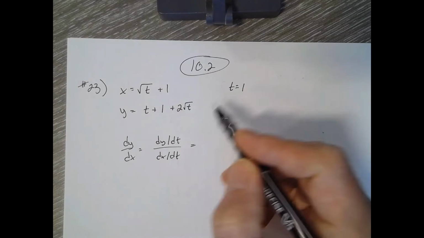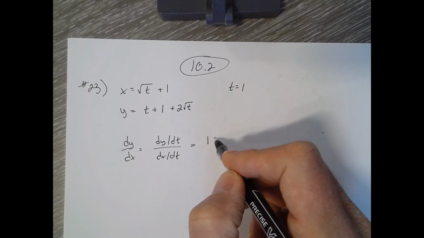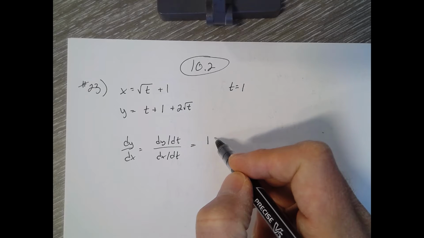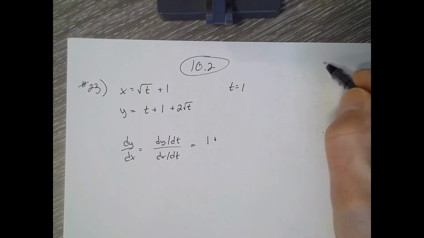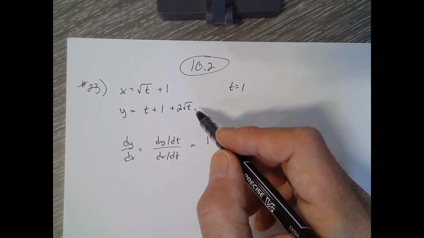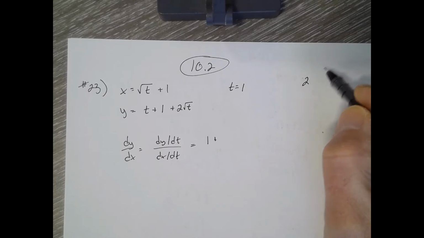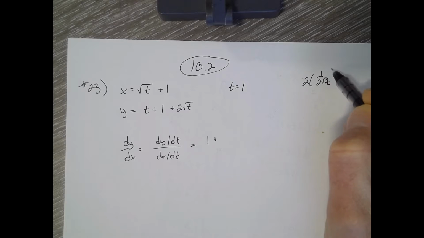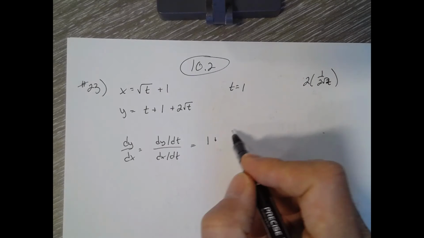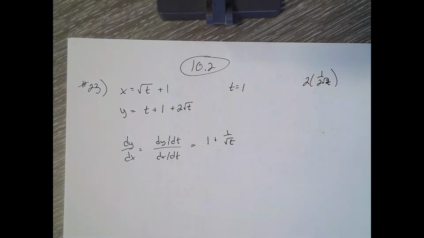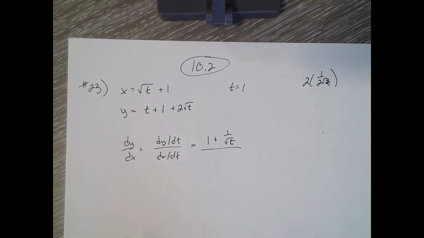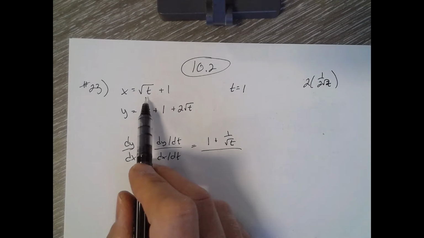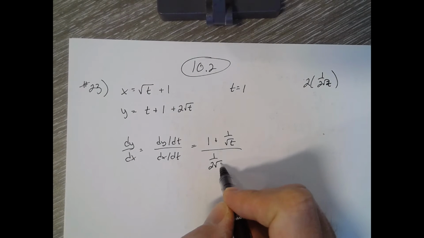So dy/dt is 1 plus 2 times the square root of t, whose derivative is 1 over 2 square root of t, so it's just 1 over square root of t. And it's at 1. We'll do that next, I guess. dx/dt is 1 over 2 square root of t, derivative of 1 is 0.